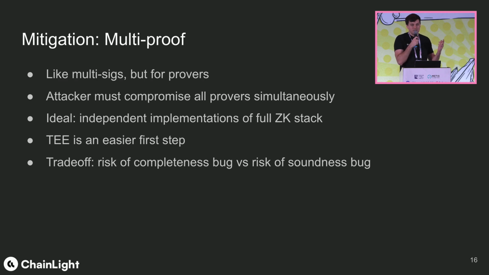And there's even sort of self-cancellation type things you can do where, if there's a completeness bug, you can also confirm that because no proofs have been finalized for a long time, and then you can allow an upgrade that fixes the completeness bug.